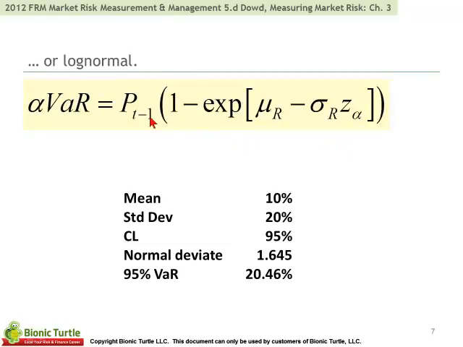Now Dowd also shows a similar expression under the log normal parametric. So you can see this formula here. 1 minus the exponential, and then we have the exponent here. Actually very similar terms. I mean, you can see a similar syntax here. But now the VAR is going to be slightly different at 20.46%. So then technically this would be the log normal VAR, which Dowd likes to use. But again, we don't really see that in the FRM outside of the Dowd assignments.